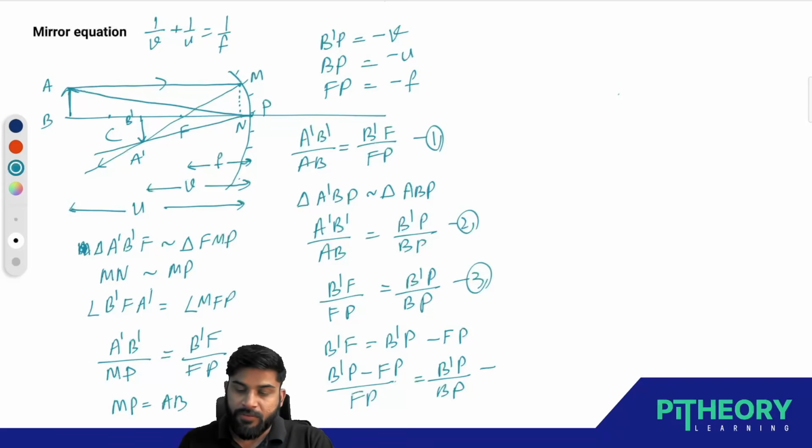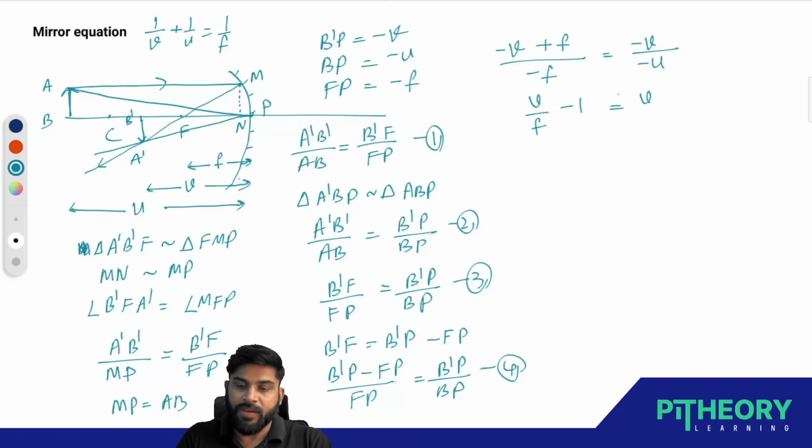So what will happen to our equation number 4? What is B dash P? We have minus V. So minus V minus FP, which is minus F, so plus F will be coming, divided by FP, which is again minus F. That is equal to B dash P, minus V, divided by minus U, you have to write. So this becomes V by F minus 1, that is equal to V by U.